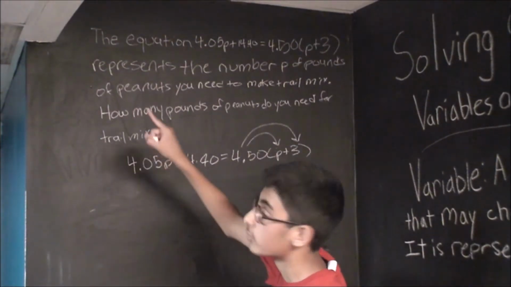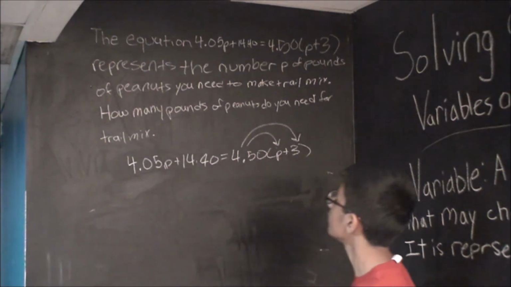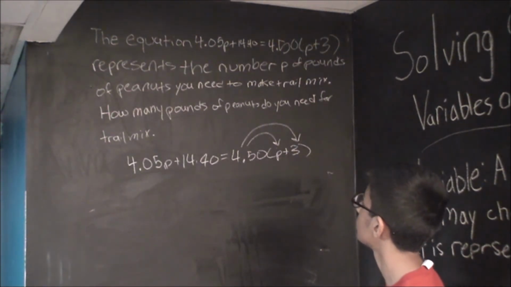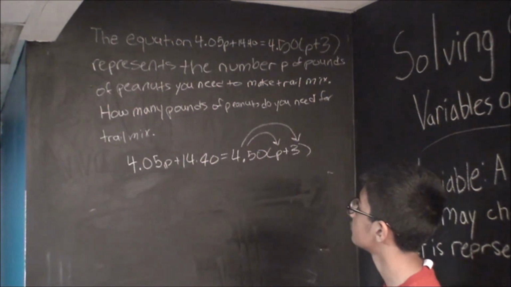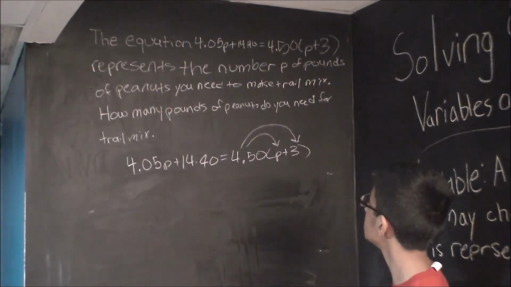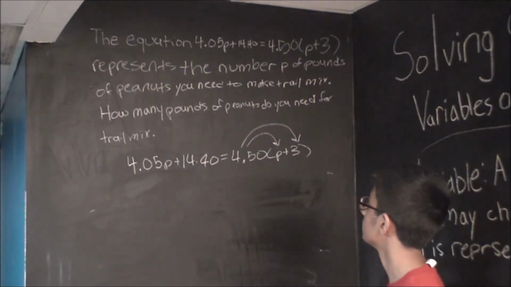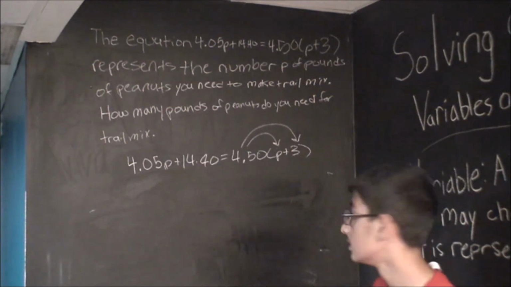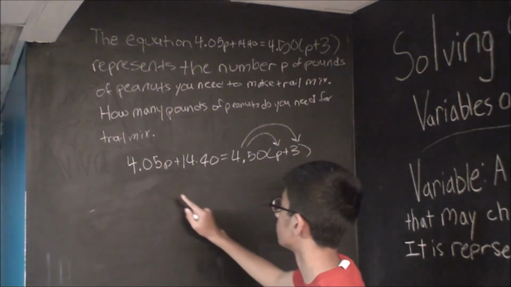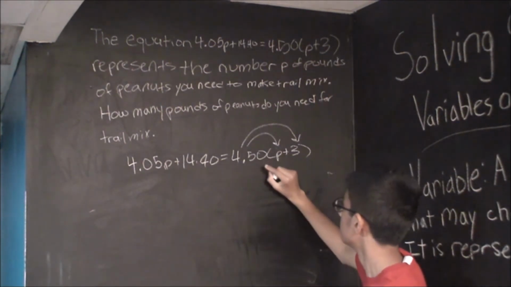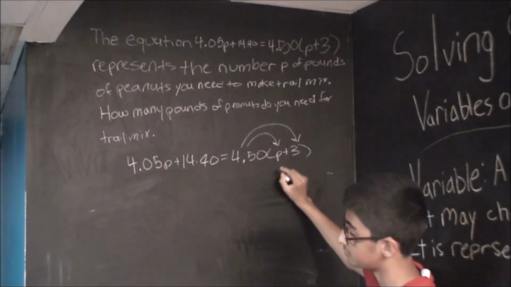As you can see, we have a word problem here, and it says the equation 4.05p plus 14.40 equals 4.5 parentheses p plus 3 represents the number p of pounds of peanuts you need to make trail mix. How many pounds of peanuts do you need for trail mix? This is the equation. 4.05p plus 14.40 equals 4.50 parentheses p plus 3.